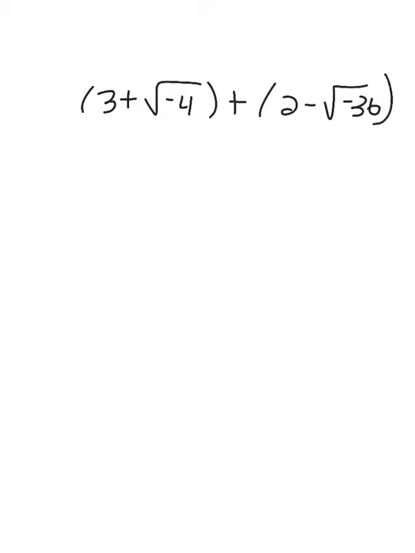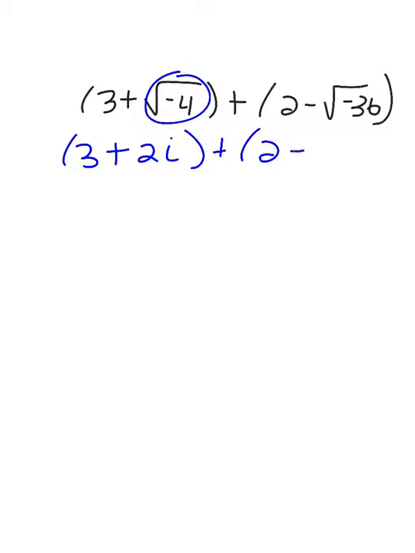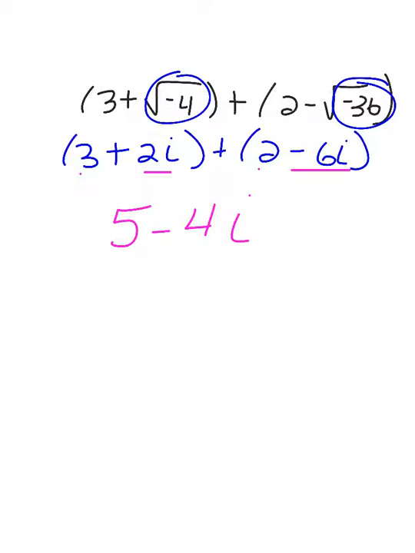All right, so E is 3 plus the square root of negative 4 plus 2 minus the square root of negative 36. So this is 3 plus the square root of negative 4 is 2i, plus 2 minus the square root of negative 36 is 6i. So we're just adding combined like terms. 3 plus 2 is 5. 2i minus 6i is negative 4i. Okay, let's take a look at F.